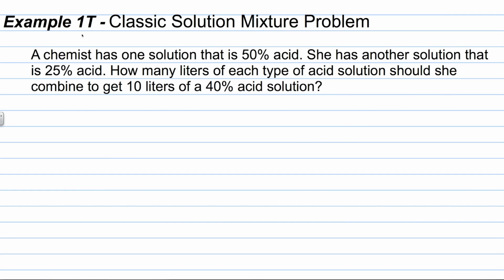Example 1, we have a classic solution mixture problem. Let's read it first. A chemist has one solution that is 50% acid. She has another solution that is 25% acid. How many liters of each type of acid solution should she combine to get 10 liters of a 40% acid solution? This problem comes down to a part plus part is equal to whole relationship.